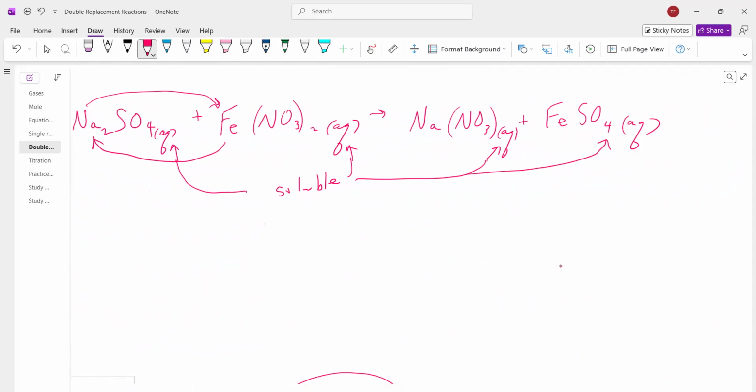So do we have a net ionic equation? Did anything happen? If you get all AQs, nothing happens. So the net ionic equation is the null set. It means nothing happens. So sometimes you get something happening, sometimes you don't.